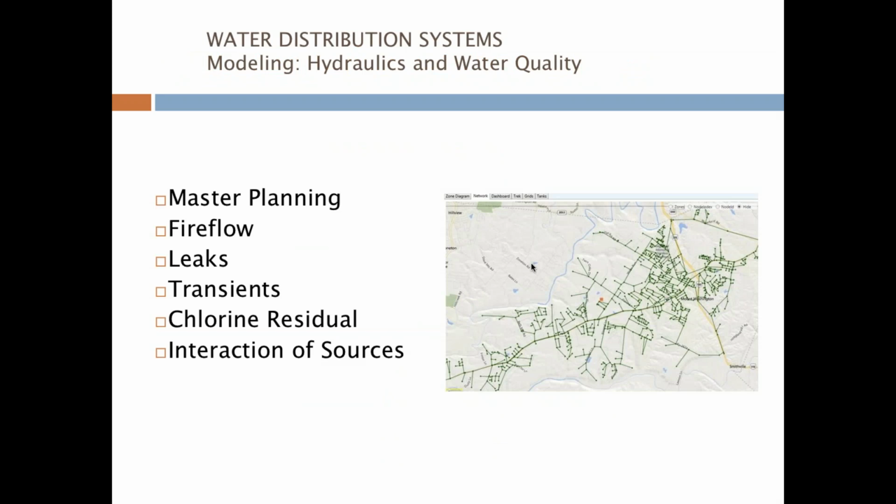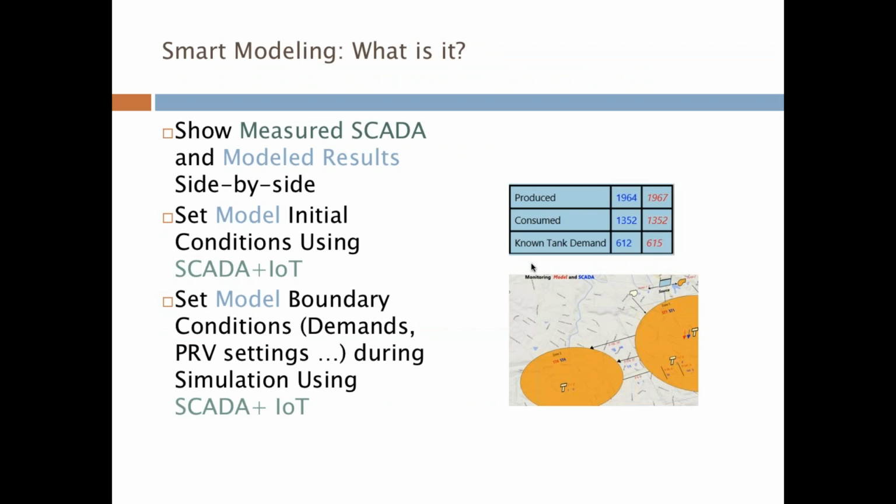Again, the master planning is one thing, but for fire flow and leaks, how do we use some of the smart technology to do that? And then again, smart modeling, what is it? In a variety of different ways, you adjust side by side, modify the model. There's a tremendous set of opportunities in which the new data can be used to improve what you're doing already, perhaps, and not necessarily with a significant cost investment.